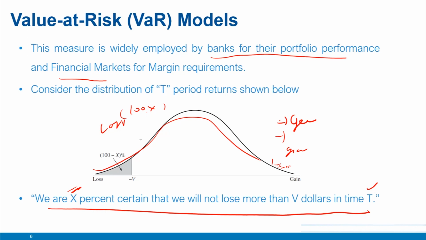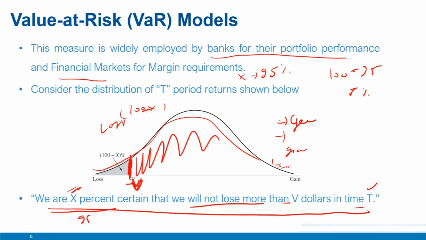Which means if we want to be X% certain, then we are looking at, on this distribution, the 100 minus X percentile. For example, if X takes the value of 95, then what we are looking at is 100 minus 95, which is the 5th percentile of the distribution, which should be somewhere here. This would generally be a loss value, a negative return. So we'll say that this value V is the loss that we are X% certain, in this case 95% certain, that we will not lose more than this amount, 95% of the time in time t.